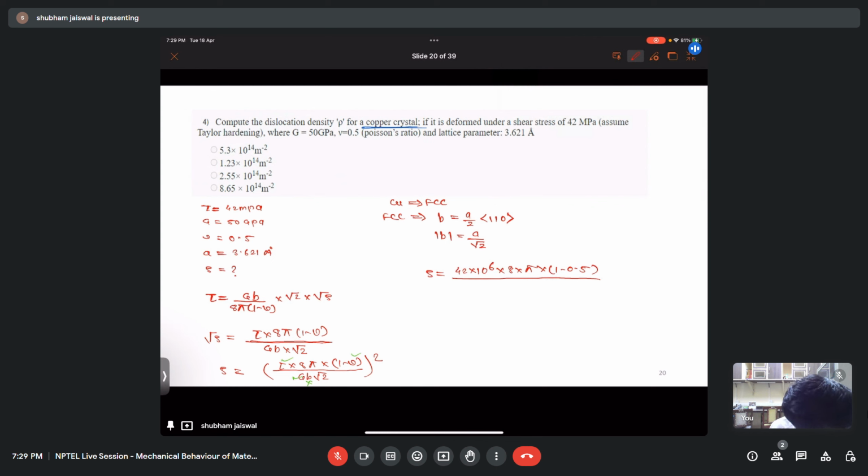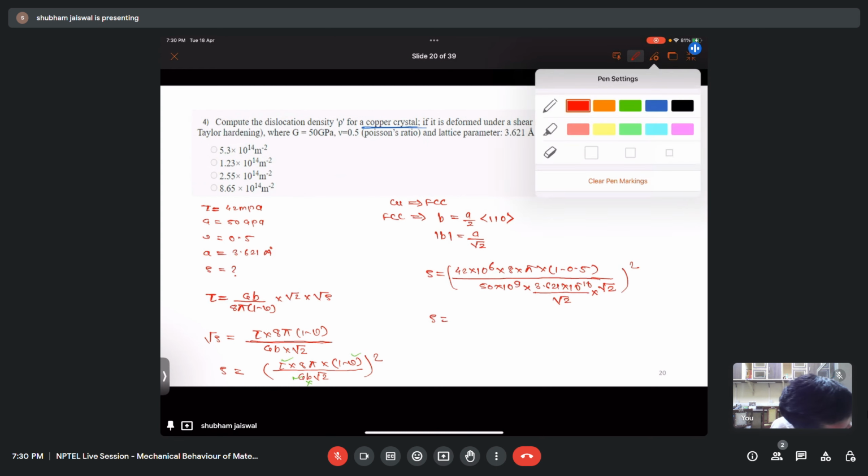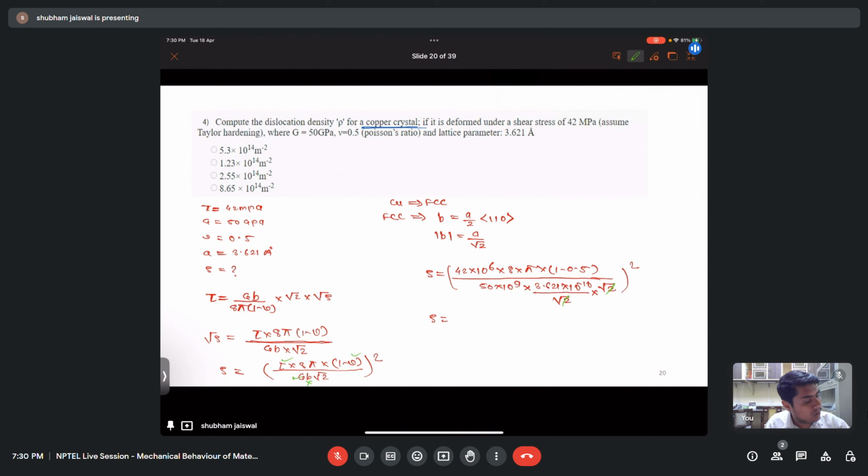upon, we know the value of G, that is 50 into 10 to the power 9 into, we know the value of B, that is A by root 2, and A is how much? 3.621 into 10 to the power minus 10 divided by root 2 into root 2, its whole square. So this root 2 will get cancelled out, and if we solve this one, we'll get our answer somewhere around 8.5027 into 10 to the power 14 per meter square. So this is our answer.